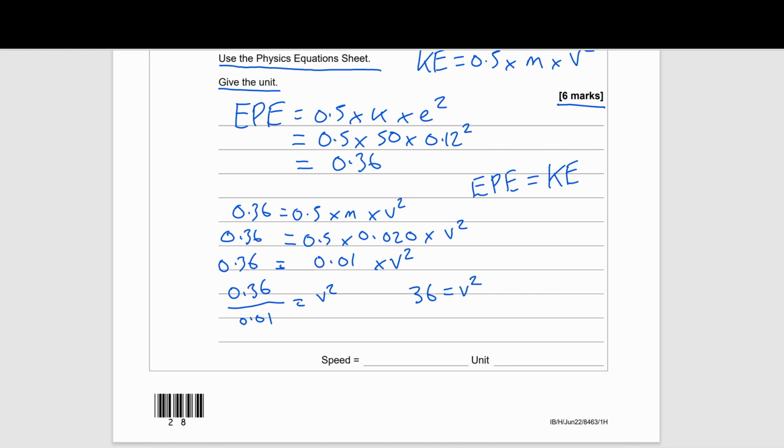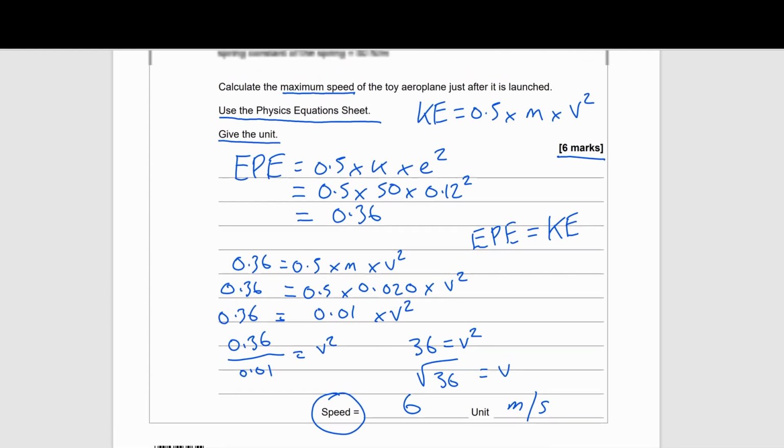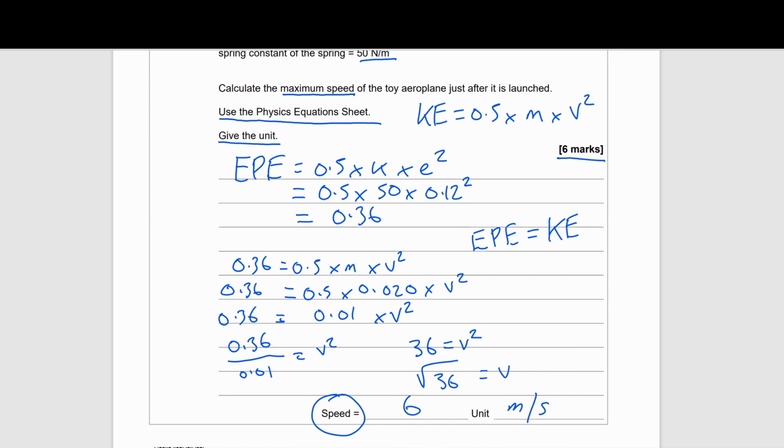However, we are just focused on the speed, not speed squared. So we'd need to take this 36 and square root it to find our value of speed. And the square root of 36 will be 6. Our unit of speed typically is meters per second. And there will be our points for 6 marks.